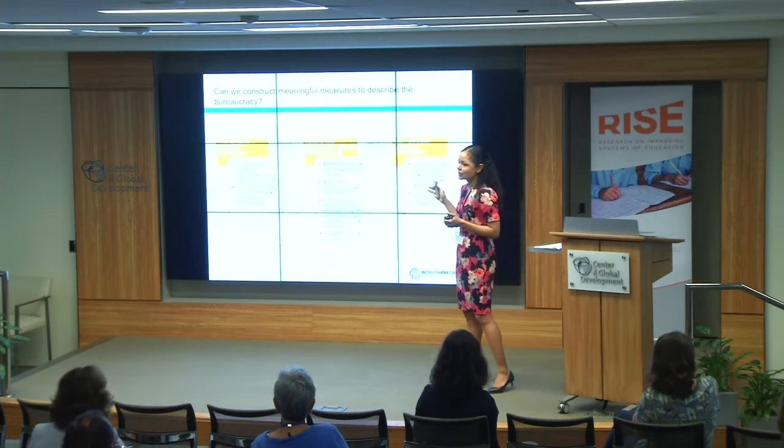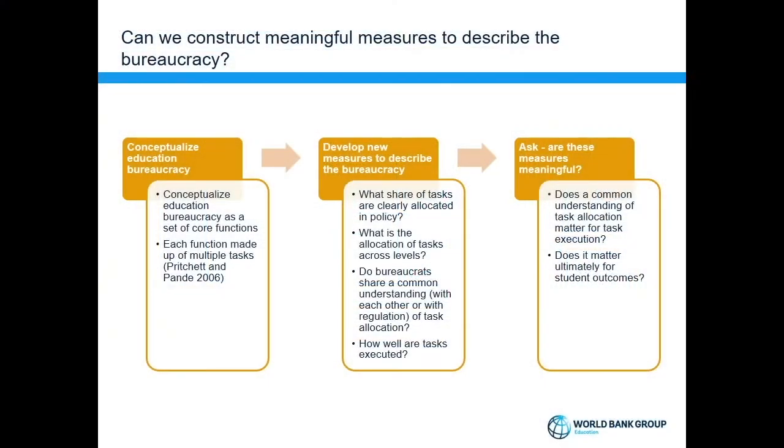So basically, this is what we asked ourselves, is whether we could try to construct quantitative and meaningful measures of bureaucracy in education. So we start actually from a 2006 paper by Lant Pritchett and a co-author, Varad Pandey, that basically conceptualizes education bureaucracy as a set of functions, and then each function as a set of tasks. And we use that conceptualization to develop new measures that try to answer a series of questions.